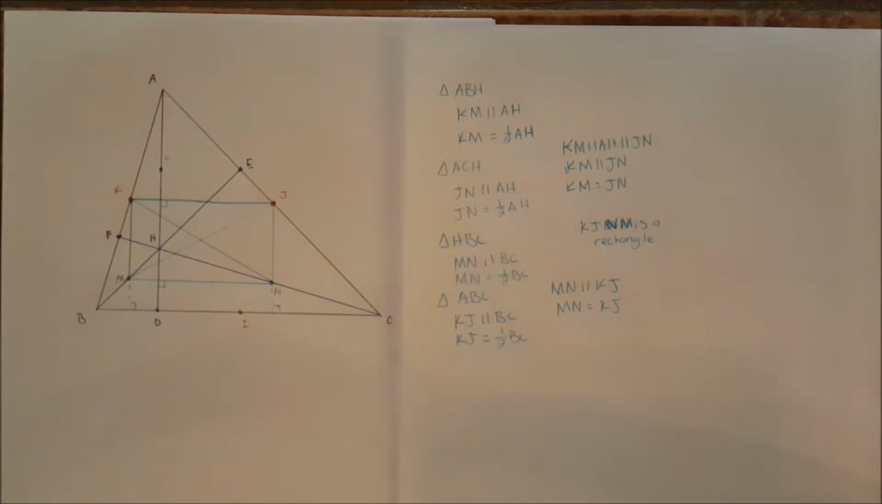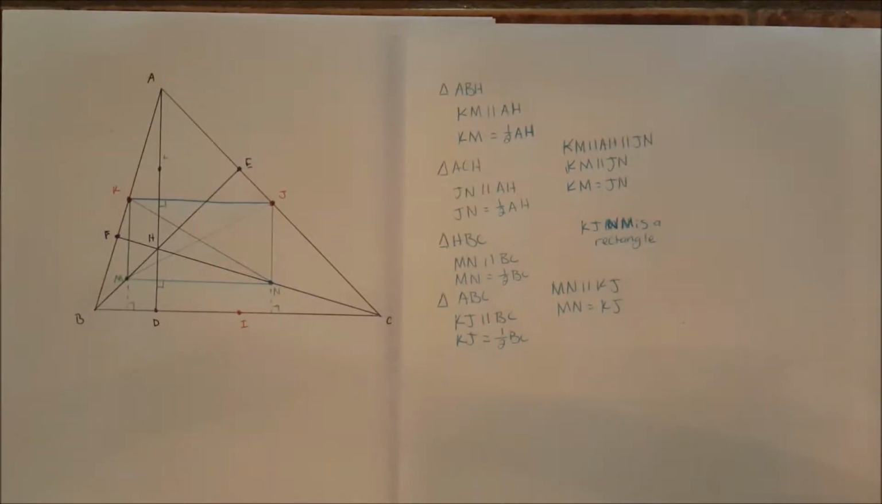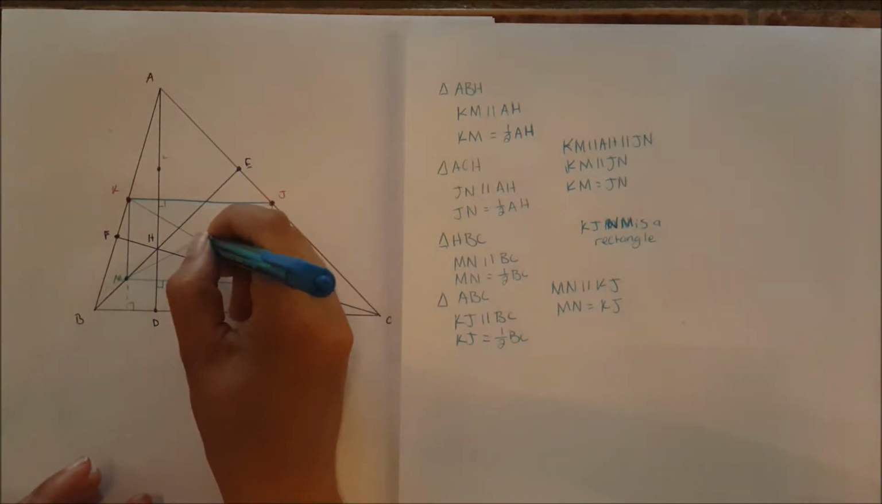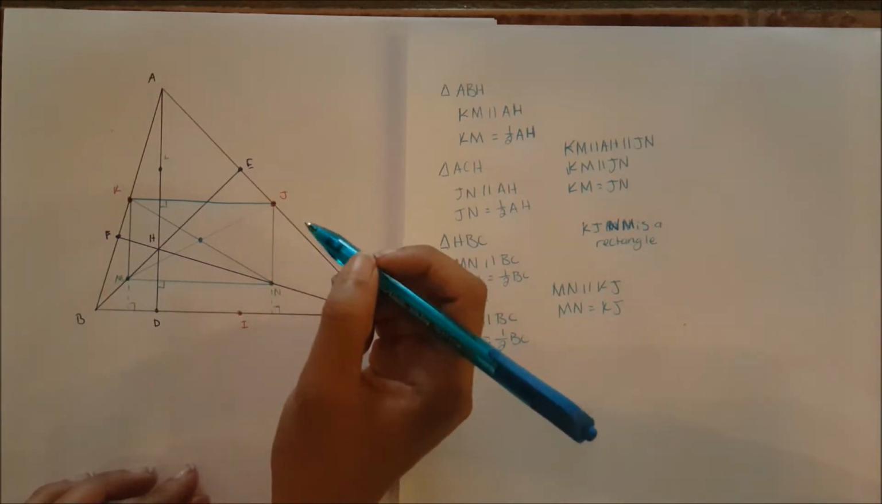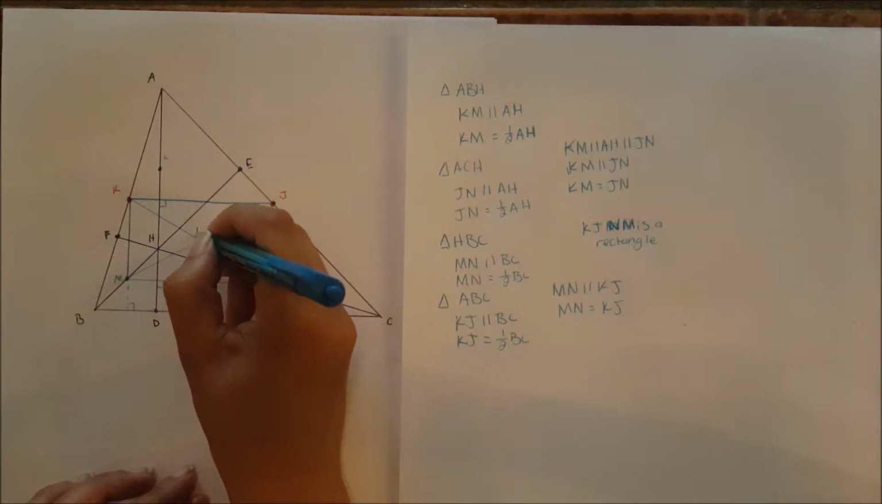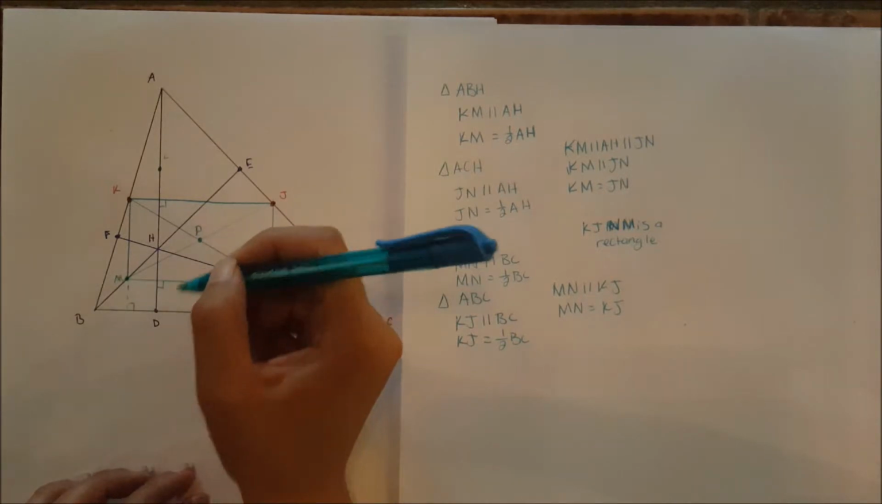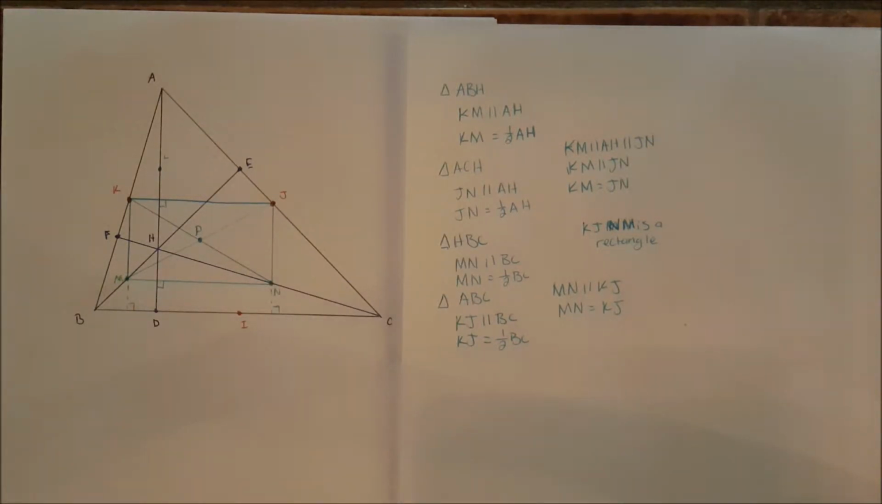So now we have the center of our circle, which is the intersection of the diagonals of the rectangle. Mark this point P. So now I'm going to continue with another few triangles.